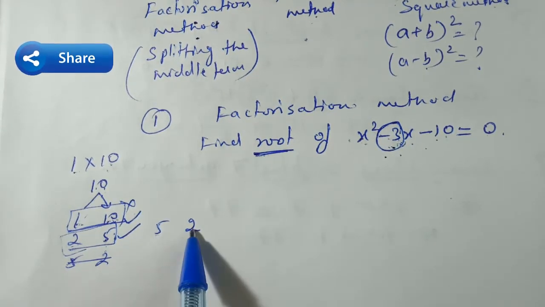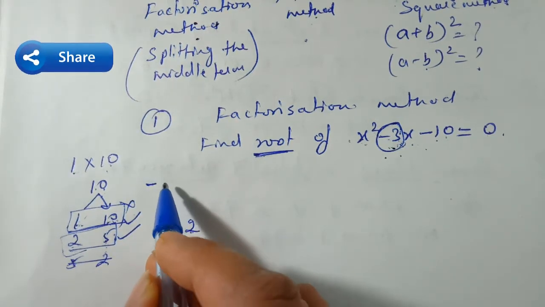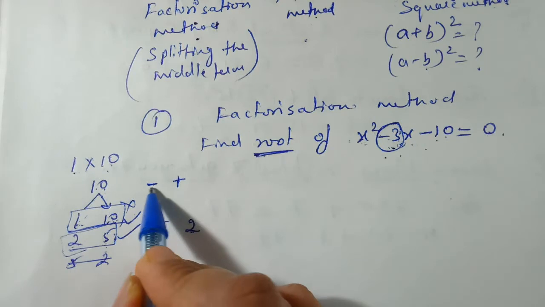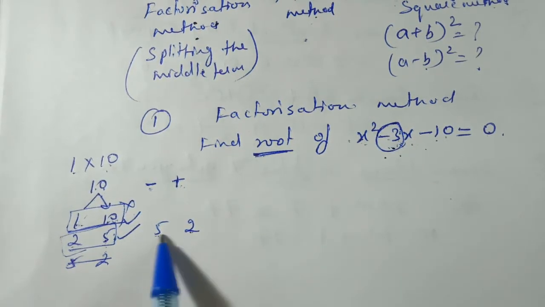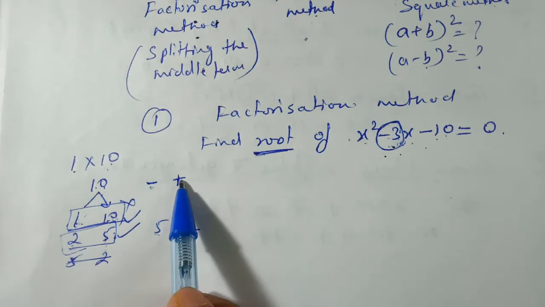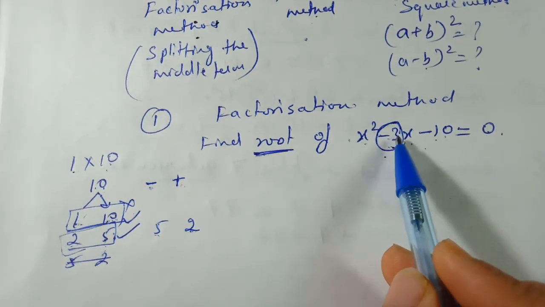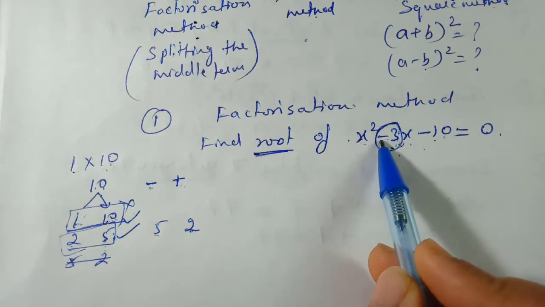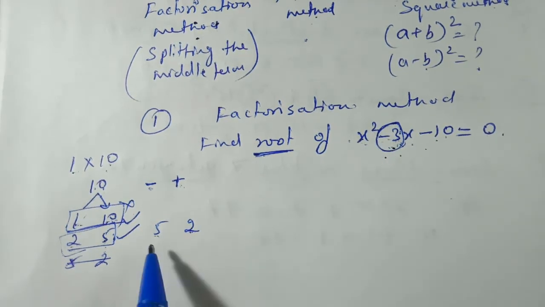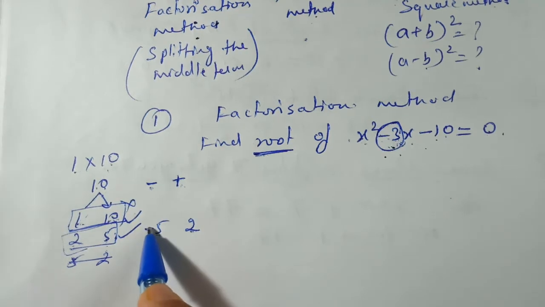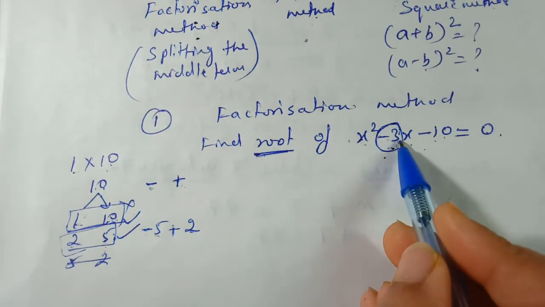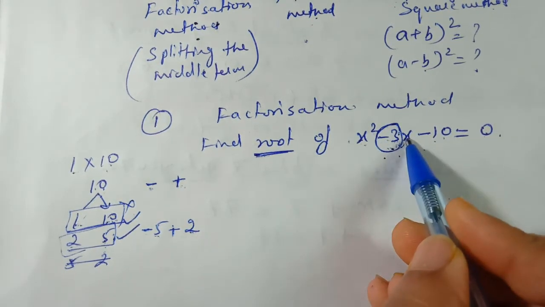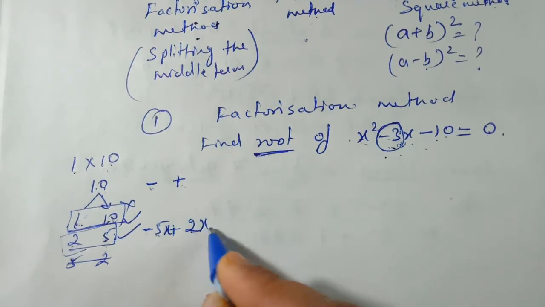Now we know the sign rule. For subtraction, the signs of both of them should be opposite. One should be negative and another should be positive, so minus plus means minus. Now out of these two factors, which is to be taken negative and which positive depends on the term which is to be split. Here the 3 has a negative sign, so we have to take the negative sign on the bigger number. So we're going to take minus 5 in negative sign and 2 in positive sign. In place of minus 3 we're going to write minus 5 and 2, and since x is there, we're going to write minus 5x and 2x.